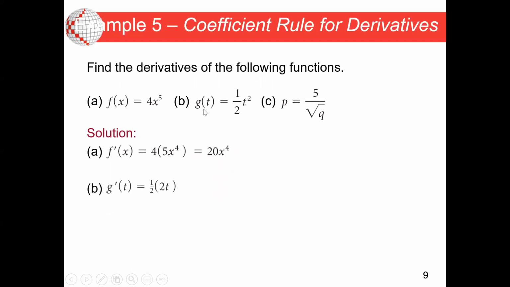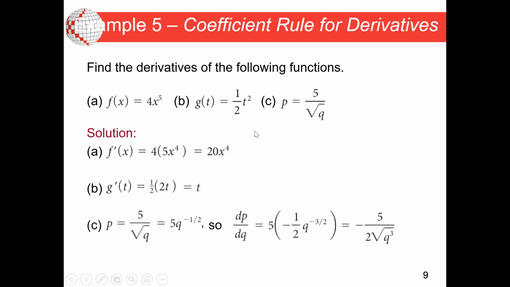Now let's try the second one. G at t equal to half t squared. So we keep the half, then 2 times t to the power 2 minus 1. So we get half times 2t. Now half will cancel 2, so our answer will be t.